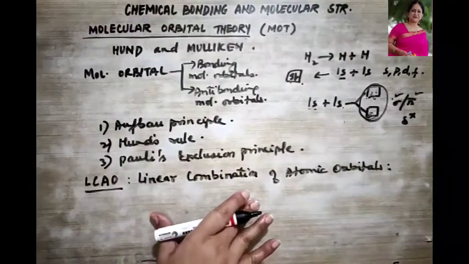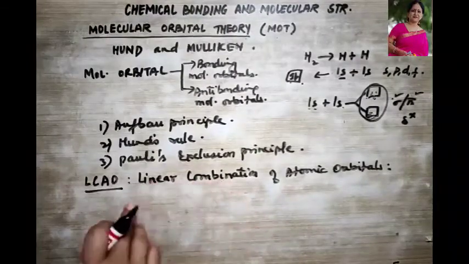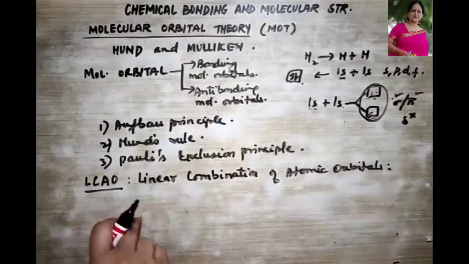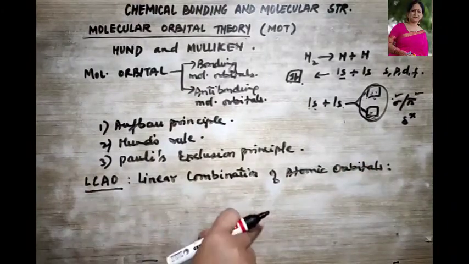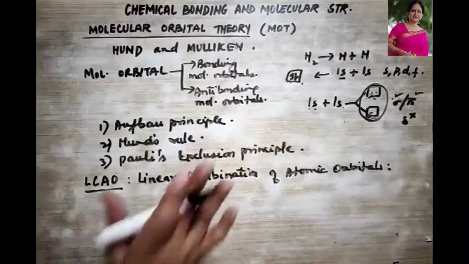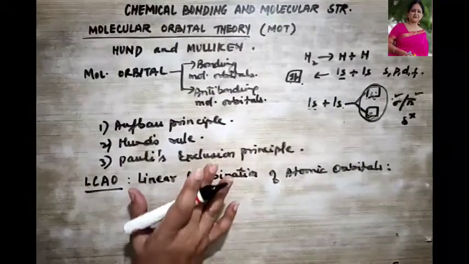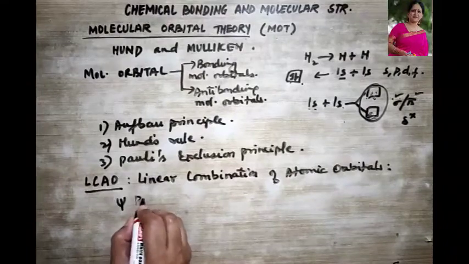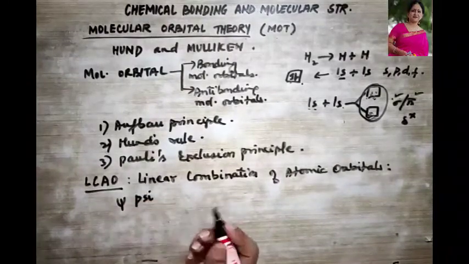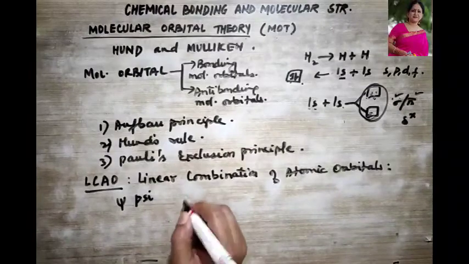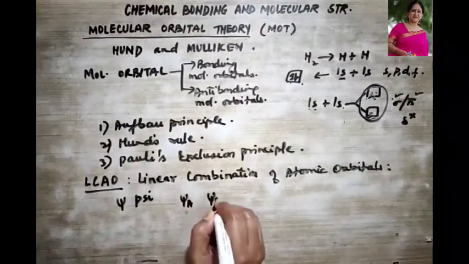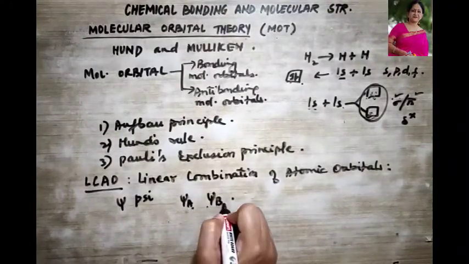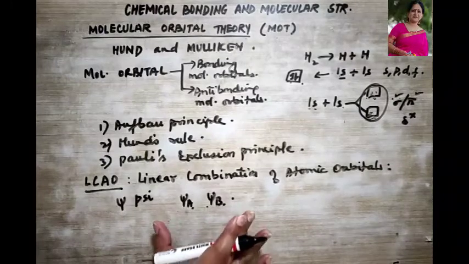Molecular orbitals of a molecule are formed by the linear combination of the atomic orbitals. How? By addition or subtraction of the wave functions. These atomic orbitals of the atoms can be represented by the wave function, which is called psi. For two different atoms, it could be psi A and psi B, or you can also call them wave function A and wave function B, respectively.